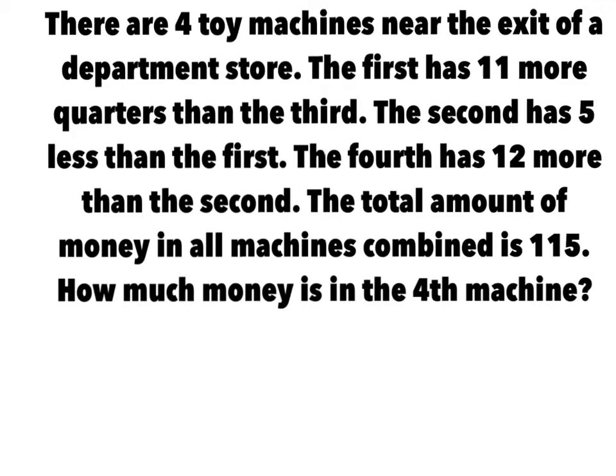The first has 11 more quarters than the third. The second has 5 less than the first. The fourth has 12 more than the second. The total amount of money in all machines combined is 115. And in this problem, I'm talking about 115 quarters by the amount of money in that sentence. How much money is in the 4th machine?